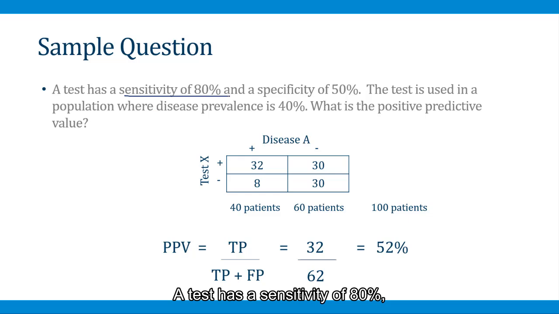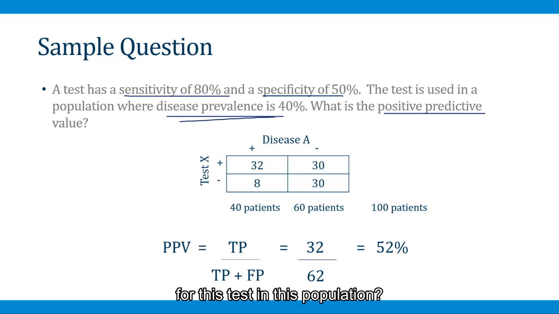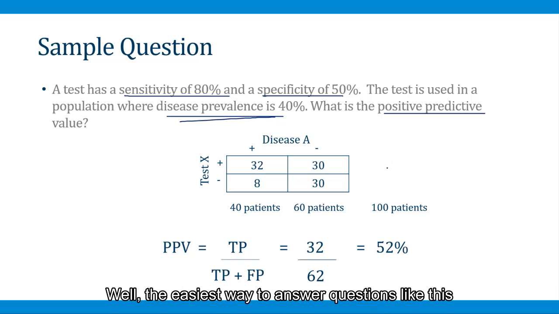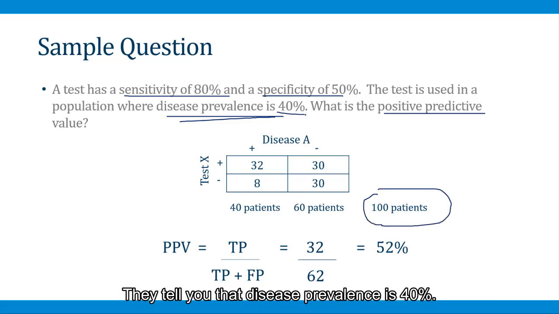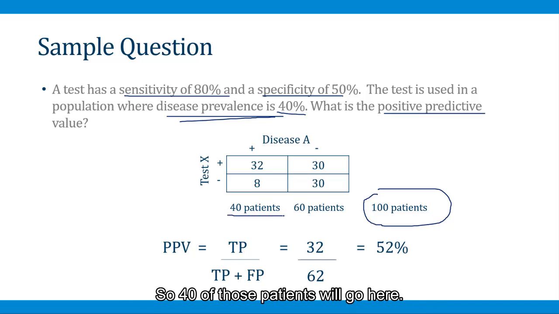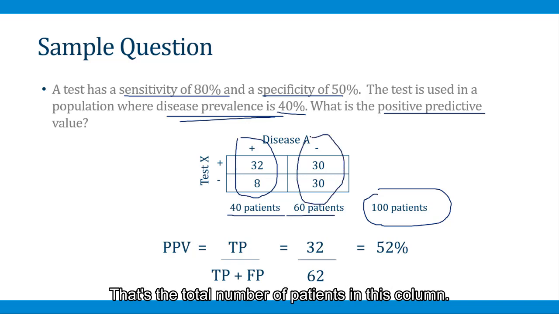A test has a sensitivity of 80% and a specificity of 50%. The test is used in a population where disease prevalence is 40%. What is the positive predictive value for this test in this population? Well, the easiest way to answer questions like this is to create a hypothetical group of 100 patients. They tell you that disease prevalence is 40%, so 40 of those patients will go here. That will be the total number of patients in this column that have disease. The remaining 60 patients will go here. That's the total number of patients in this column.